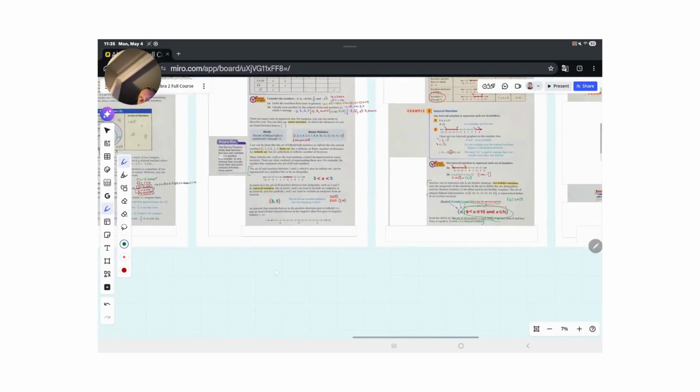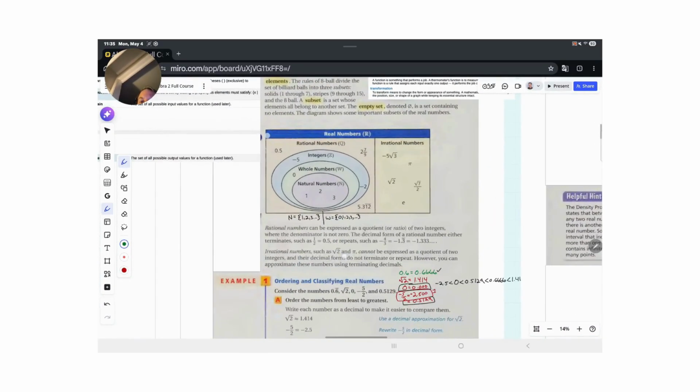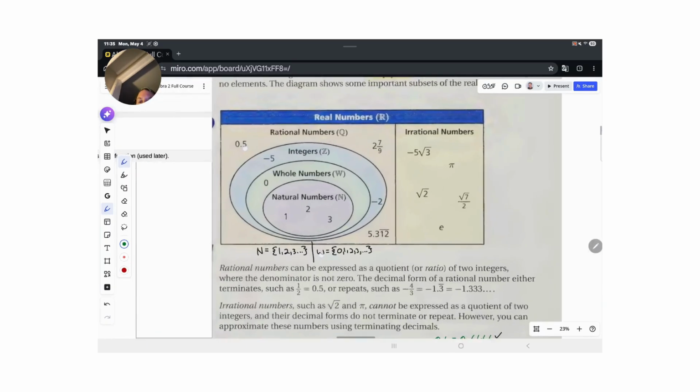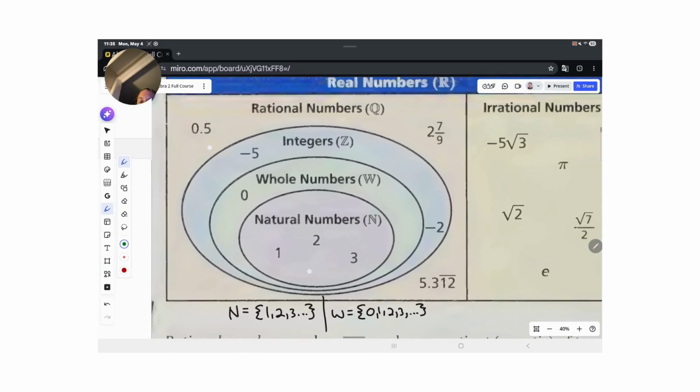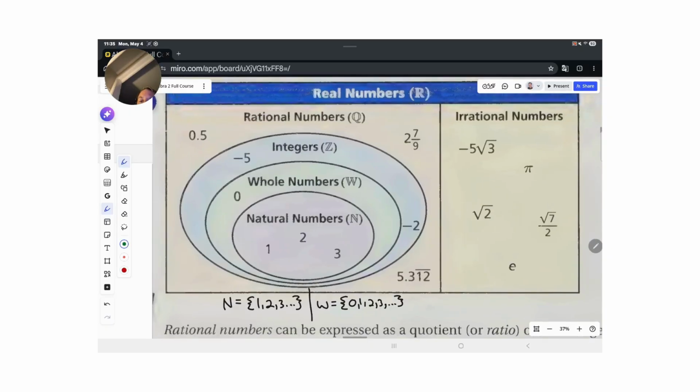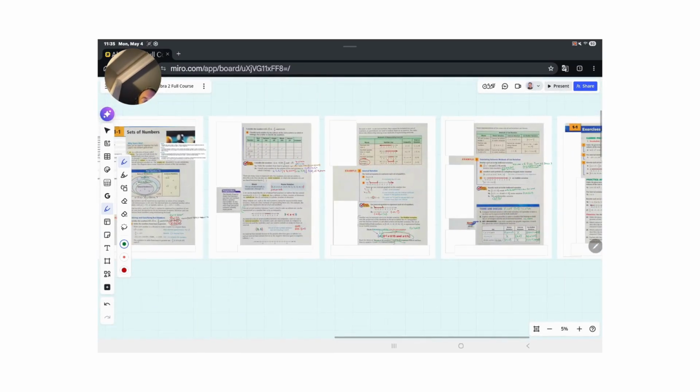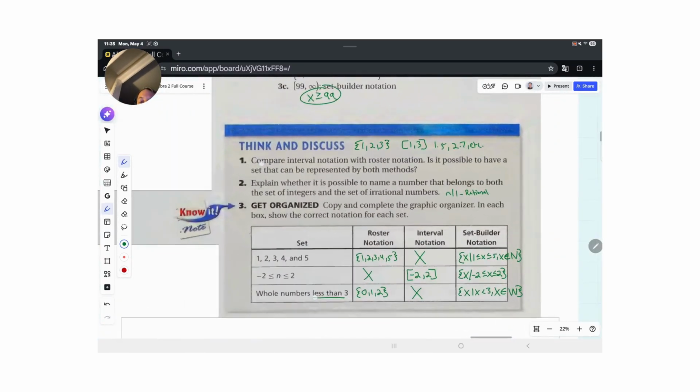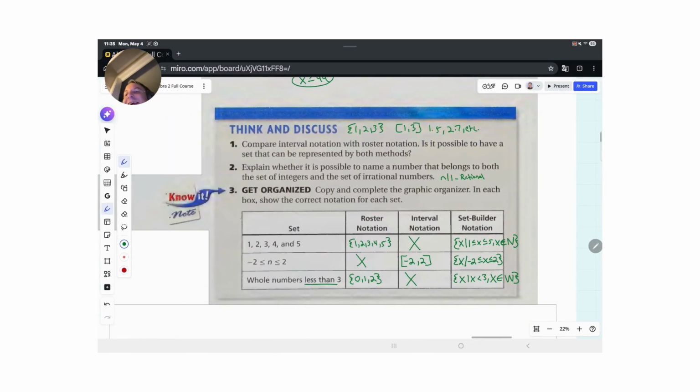All right, now if you need a refresher on our letters here, what they stand for, N is for natural numbers, W was for whole numbers, Z for integers, Q for rational numbers. These are all real numbers. And that will do it. That is the end of 1.1's lessons, section 1 here.